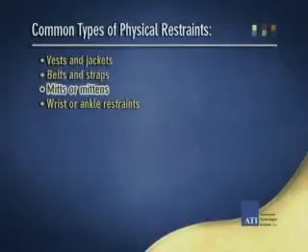A mitt, mitten, or hand restraint, a closed, thumbless covering that goes over the hand and is secured around the wrist. This type of restraint keeps the client from scratching, picking, or removing therapy devices without unnecessarily restricting limb movement.